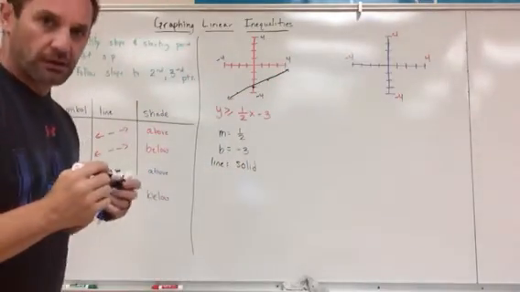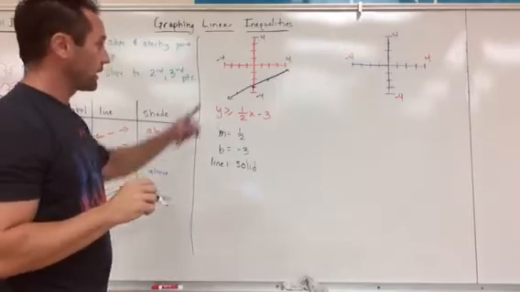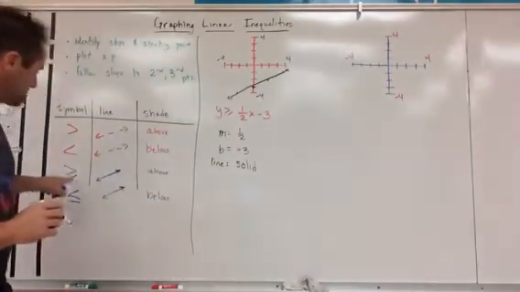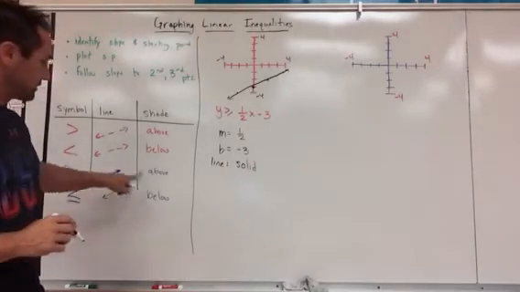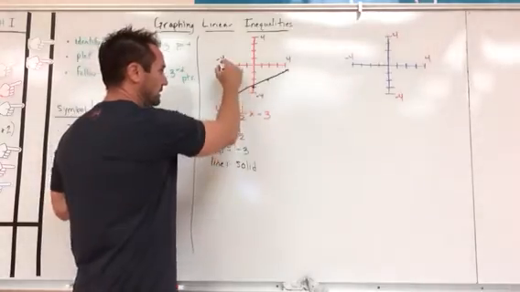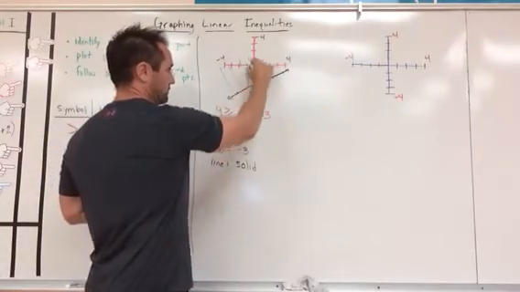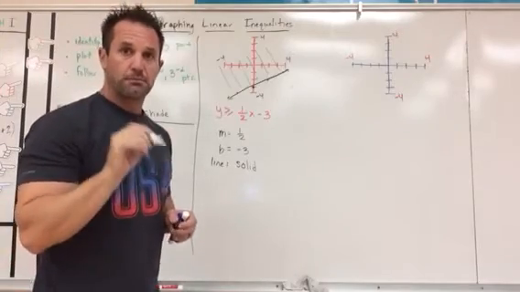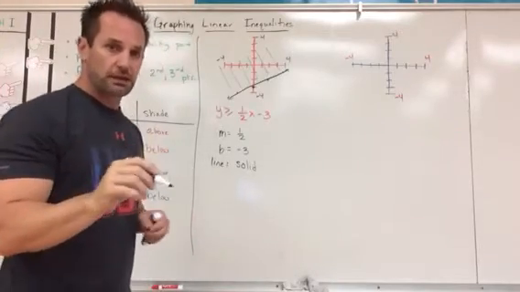Now it's time to figure out where we're going to shade. Shade above, shade below. If I look back at my chart, greater than or equal to says to shade above. So I'm going to go to this line, and I'm going to shade above. And that should be the answer. But let's see mathematically if it's correct.